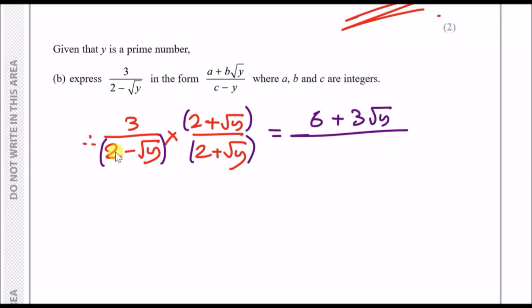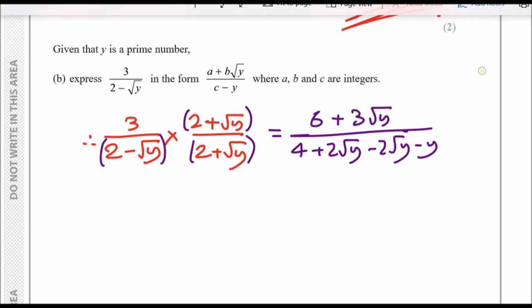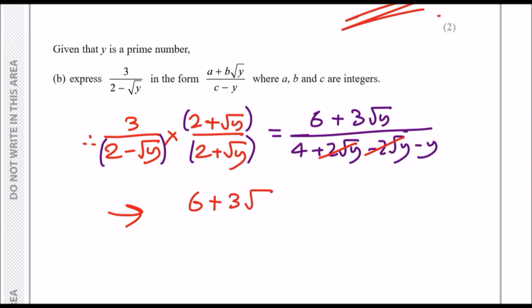Now as for the bottom, just multiply this out as if it was a double bracket. So you can do 2 times 2, which is 4. 2 times root y is just plus 2 root y. And then minus root y times 2 is minus 2 root y. And lastly, minus root y times root y. When you multiply 2 of the same surds, you get a whole number. So you're going to get minus y. Okay, and now we go ahead and simplify this. Well, to simplify it, we cancel common terms. 2 root y cancels with minus 2 root y. So you actually get 6 plus 3 root y over 4 minus y. And that's it. We can wrap it up from here.